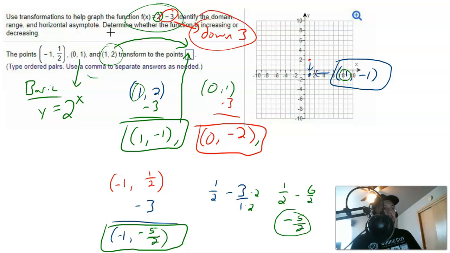I'm not really interested in graphing the basic function. We're not being asked to do that. We just want to graph the new function. So I'm just going to plot these new points. We already have 1, -1. We also need 0, -2. And then we also want -1, -5/2, which as a decimal is -2.5. Again, you can find that out by using a calculator or dividing it.